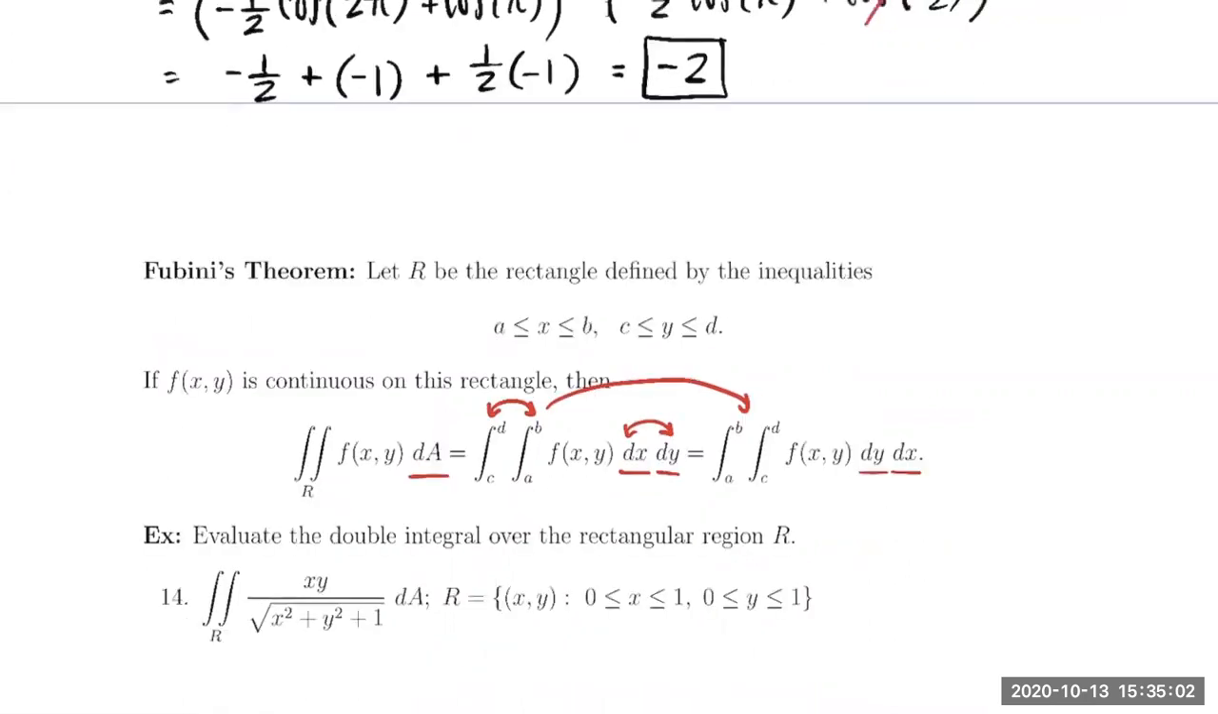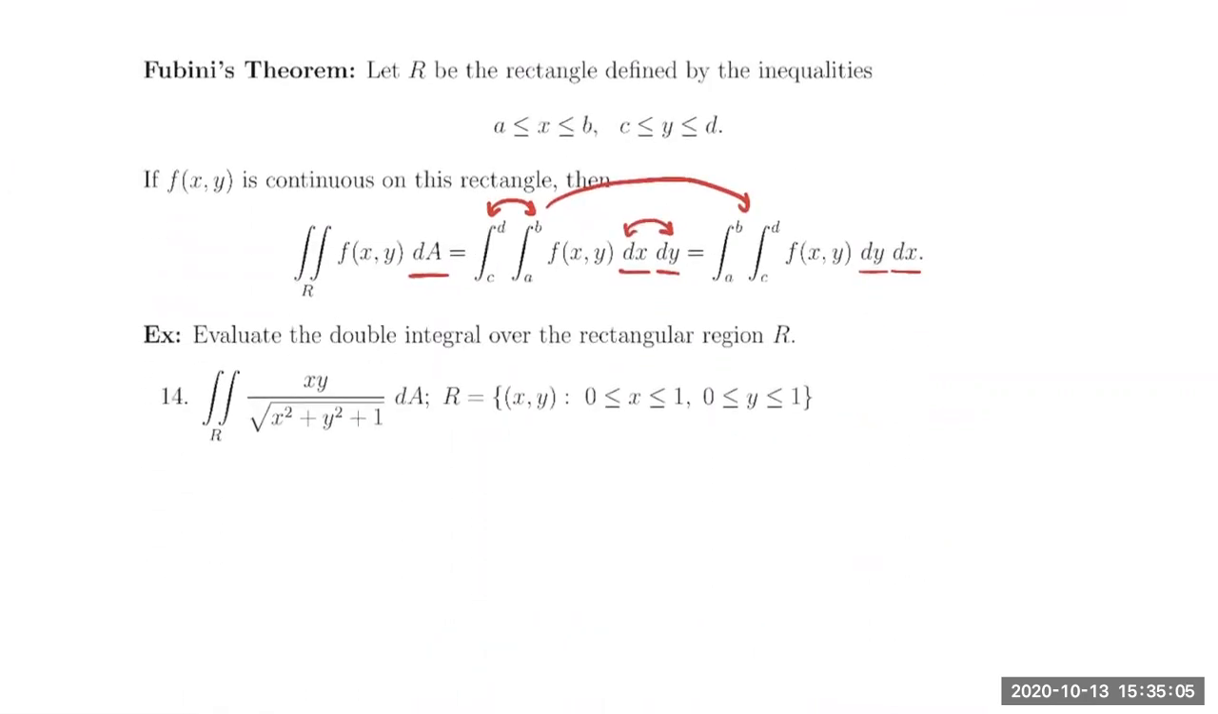All right, so let's look at 14. Evaluate the double integral over the rectangular region R. And so we have our rectangular region. It's just the unit square there in the xy plane. So x is going from 0 to 1, y from 0 to 1. Fubini's theorem tells us that since we're integrating over a rectangular region, the order in which we carry out the integration doesn't matter. So you get to choose. Do you want to do dy dx or do you want to do dx dy? It's your choice.